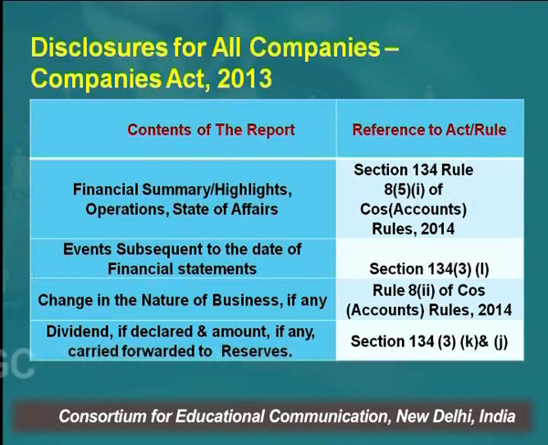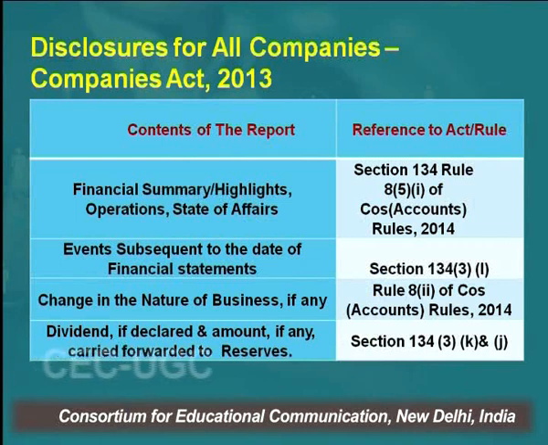Again, moving ahead, section 134 subsection 3 clause I says that you have to provide details regarding events subsequent to the date of financial statement. So events occurring after the balance sheet date, whatever has occurred, you have to provide the details about that as per section 134 subsection 3 clause I. Apart from this, rule 8 subsection 2 of Companies Accounts Rules 2014 again prescribes that if there is any change in the nature of your business, you have to report about that also.